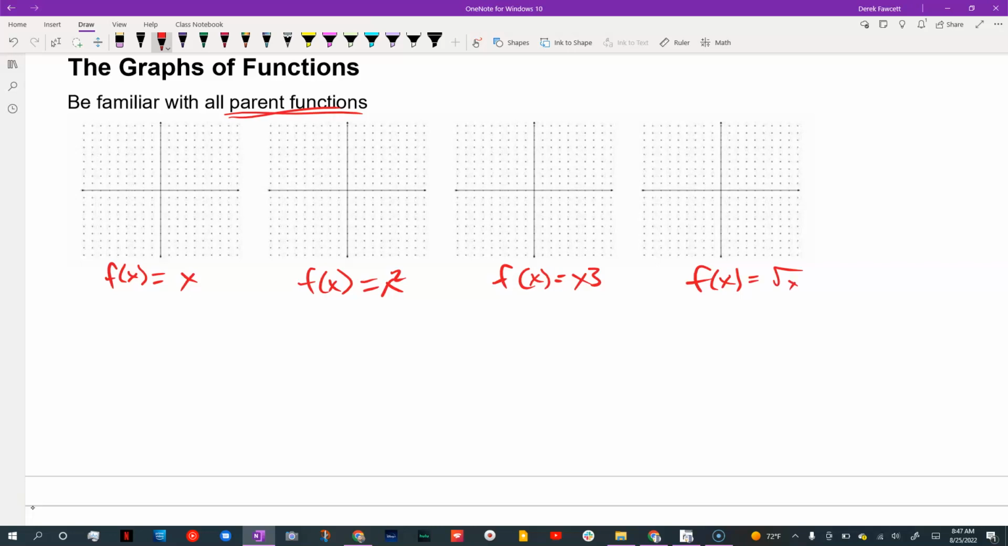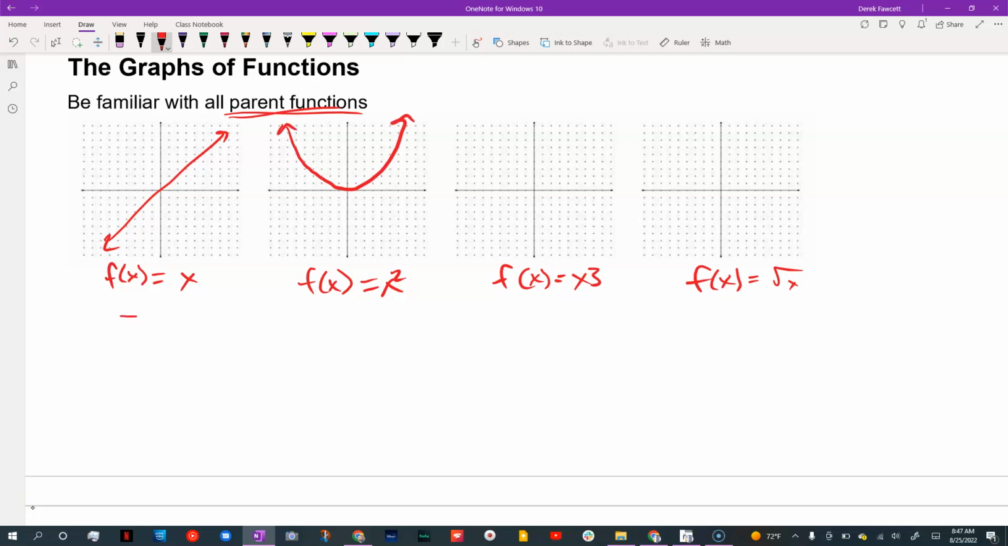Go ahead and copy down what you think the parent functions will look like of these graphs. Pause the video and then come back. All right, so this is what our graphs are going to look like.